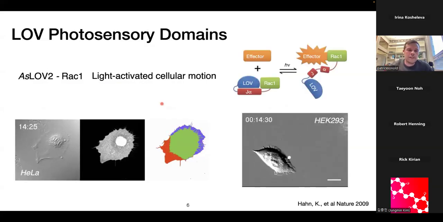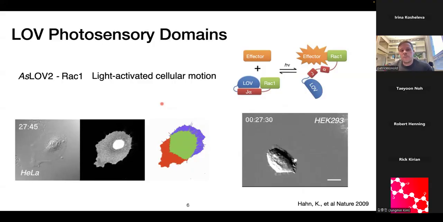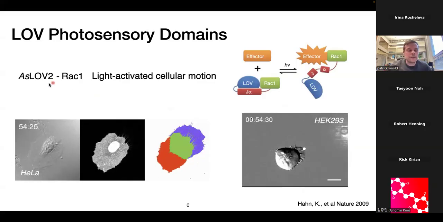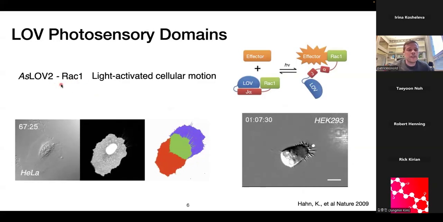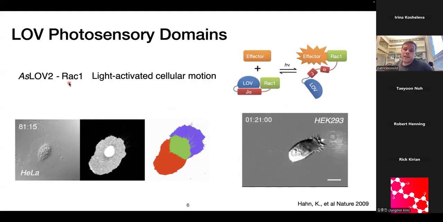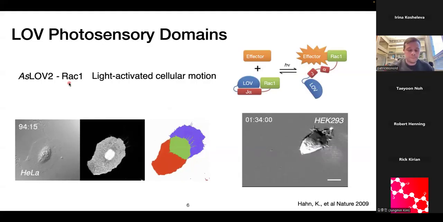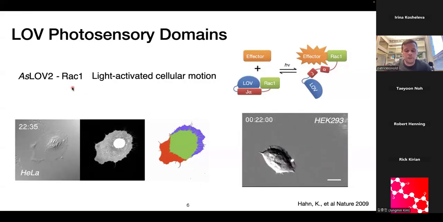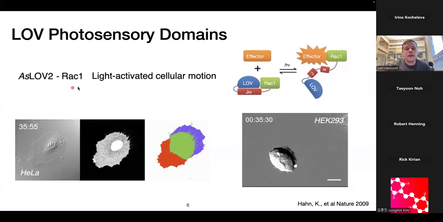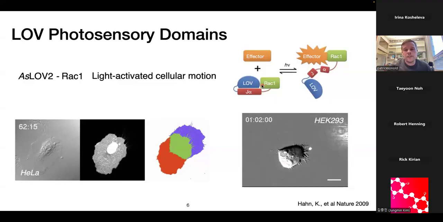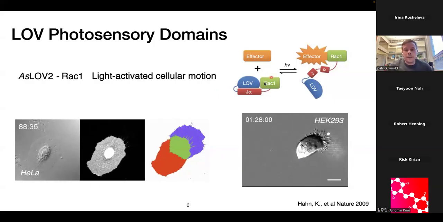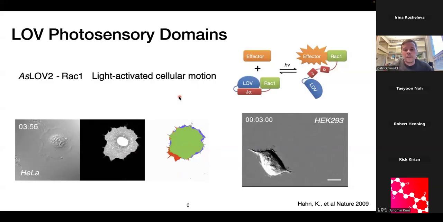So here's one example of how this has been exploited. The group of Klaus Hahn, some time ago already in 2009, came out with the idea of fusing the RAC1 GTPase, which is involved in the modulation of actin and the control of cytoskeletal dynamics in cells. So they fused this to the J alpha helix. So in the dark state, RAC1 is held close to the LOV protein itself, and unable to bind effectors in its local environment.